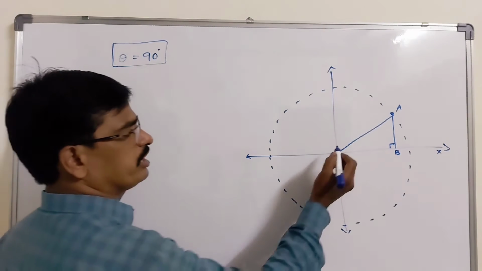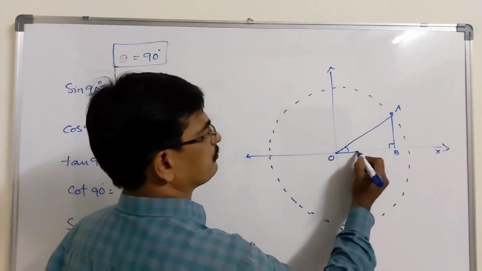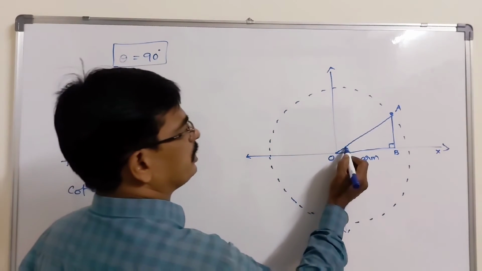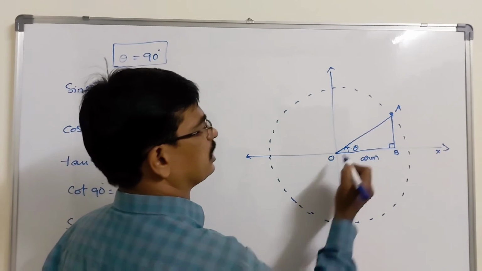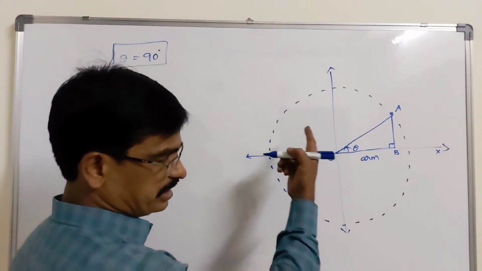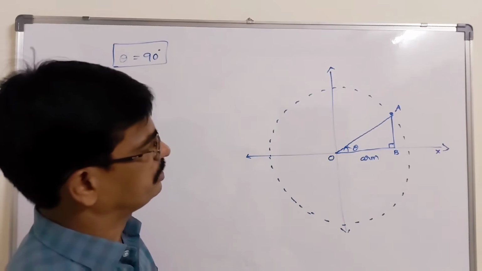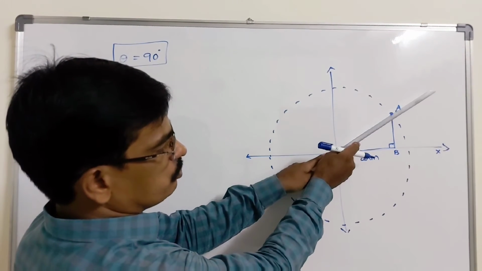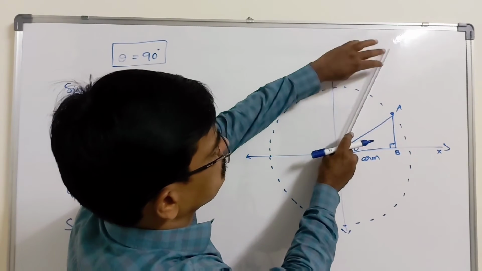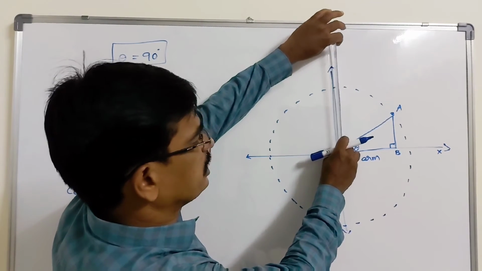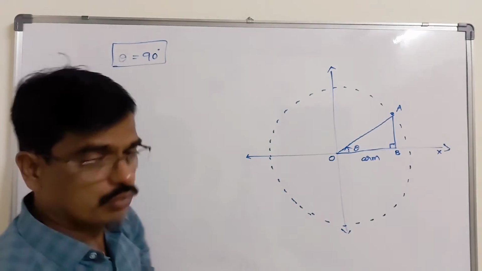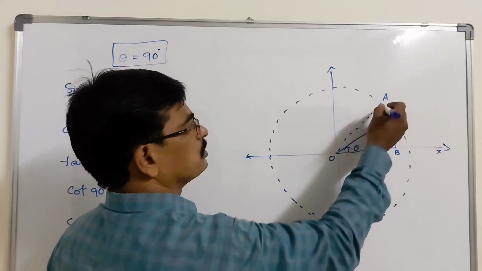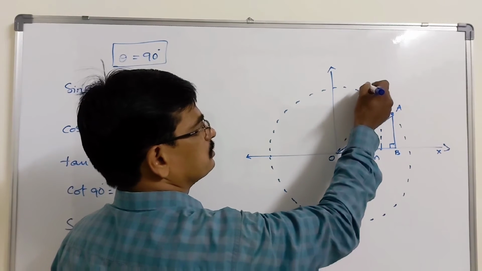Where OA is the terminal side and OB is the fixed side, that is fixed R. This angle made by OA with OB is theta. So here theta is in the anti-clockwise direction. That means OA moves continuously and makes theta equal to 90 degrees. Finally OA coincides with the y-axis like this. See here.